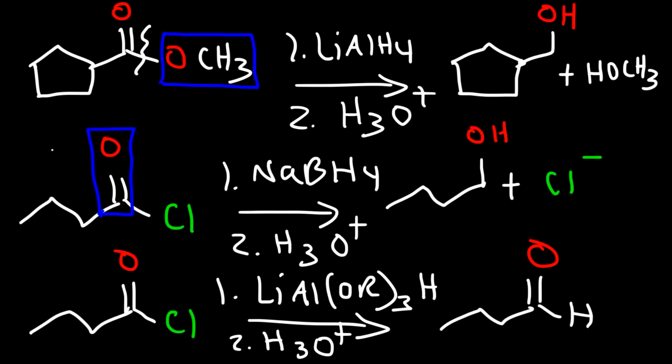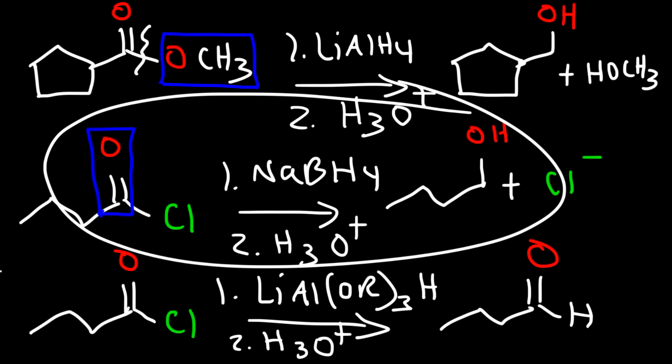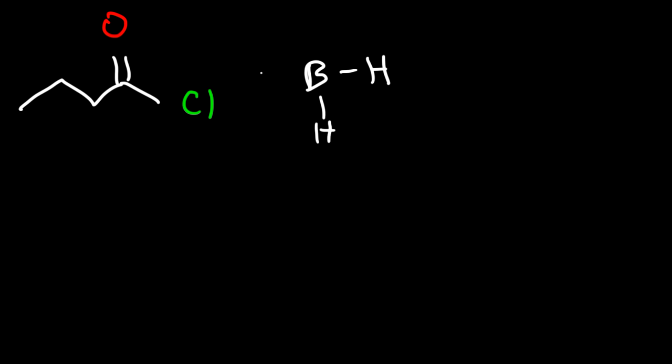So now let's go over the mechanism for the reduction of an acid chloride into an alcohol. Here is our acid chloride, and we're going to react it with sodium borohydride. Let's not worry about the sodium ion because it's a spectator ion in this reaction. The boron atom has a negative formal charge, but it has a positive partial charge because it's less electronegative than hydrogen. So don't let that confuse you. Formal charge and partial charge are not the same thing.